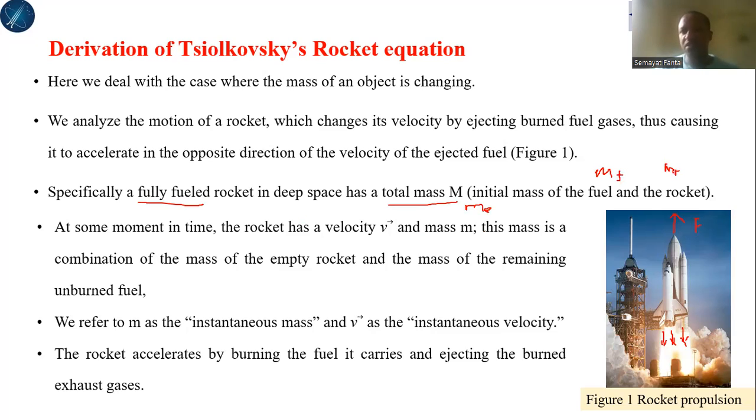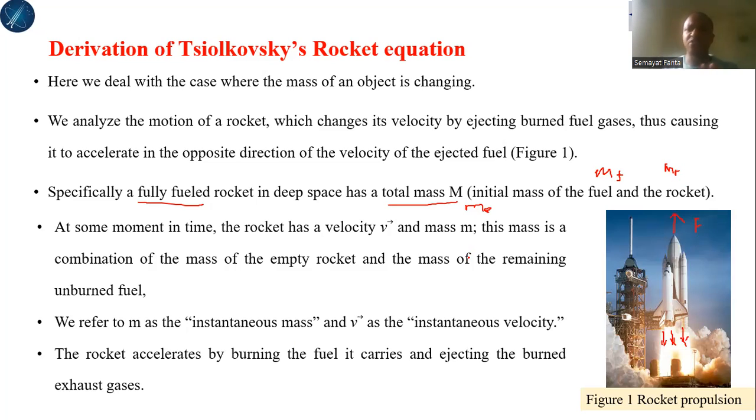M naught is the sum of the mass of fuel and the mass of rocket. At the same moment in time, the rocket has velocity v and mass m. This is the combination of the mass of the empty rocket, so I called it mass of rocket. The empty casing, simply without any propellant, is the mass of rocket only. That means structural mass, payload mass, and other mass are also there. The electronics, navigation systems, and other things, those masses are other mass.